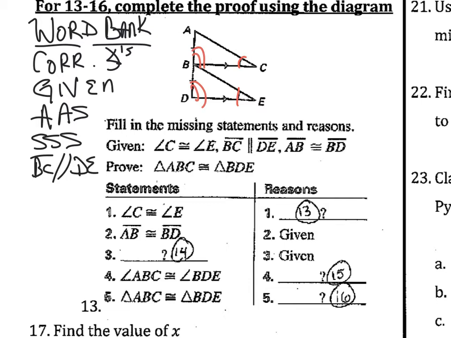And then finally, in 16, we're just wanting to say triangle ABC is congruent to BDE. So which of these two postulates are we going to use there?